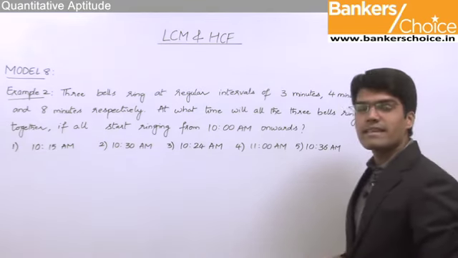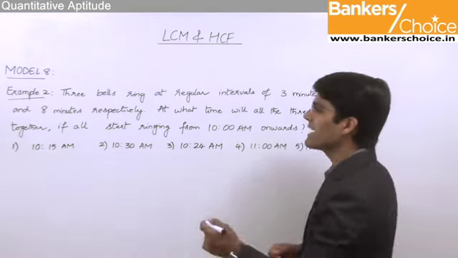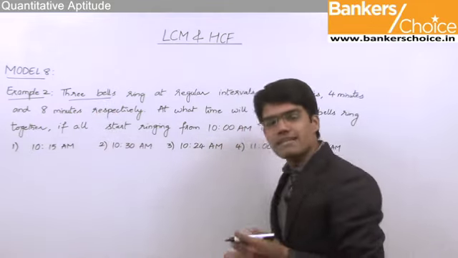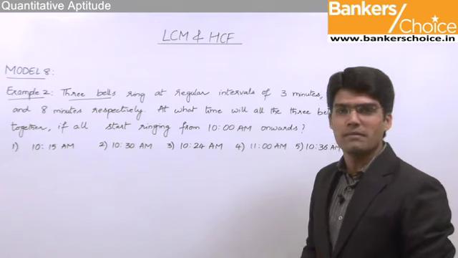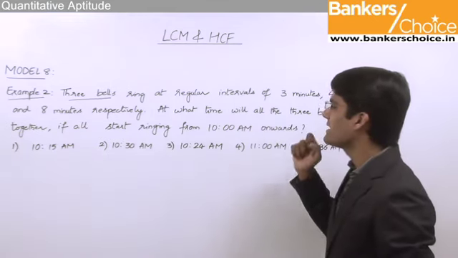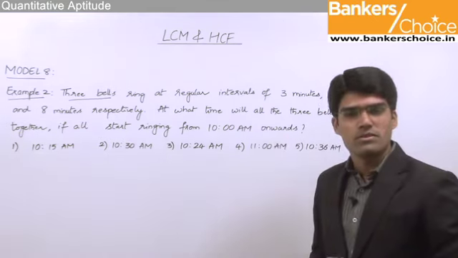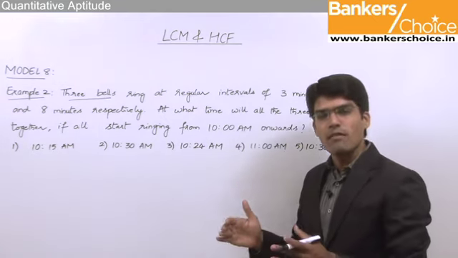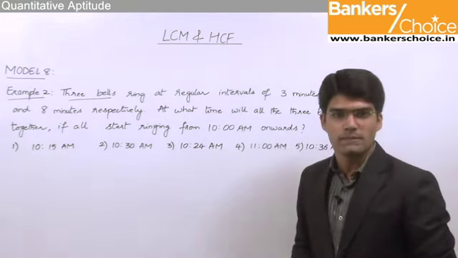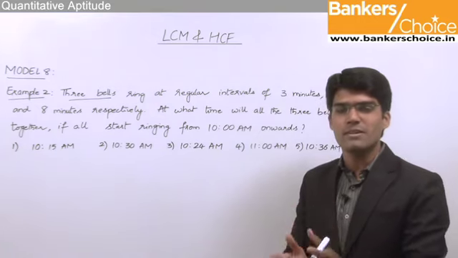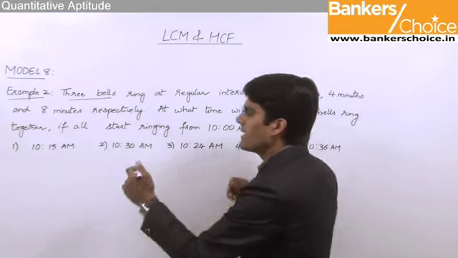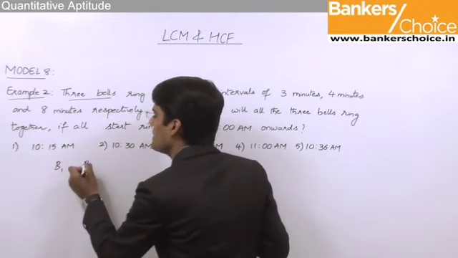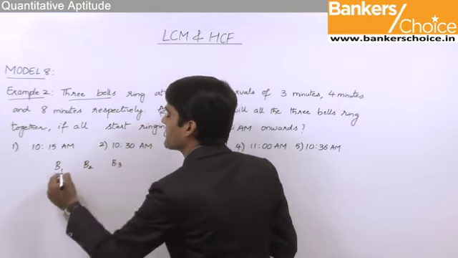So as we can see here, there are 3 bells which ring at regular intervals of 3 minutes, 4 minutes and 8 minutes respectively. And all the 3 bells started ringing from 10 a.m. onwards. So we need to find out that time when all the 3 bells will ring together. So we have to find out that instant of time when all the 3 bells ring together. Now as given here, let us assume that the 3 bells are B1, B2 and B3.